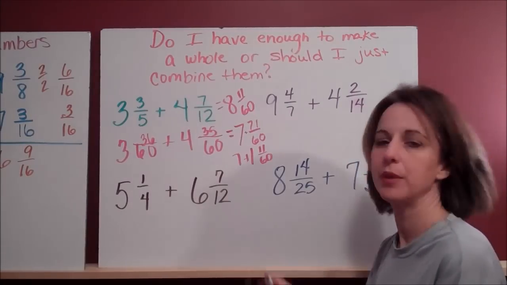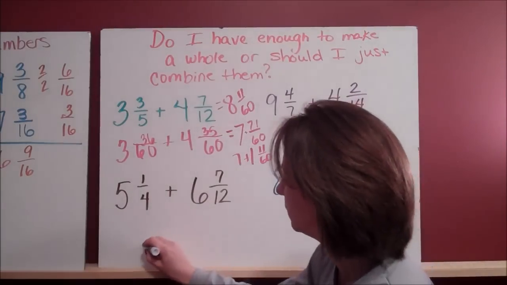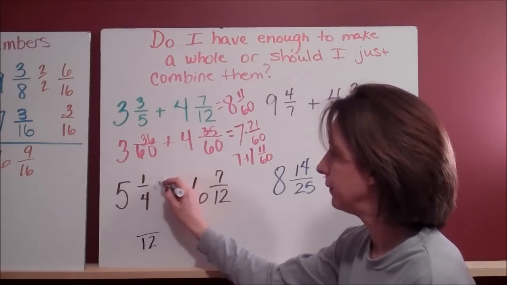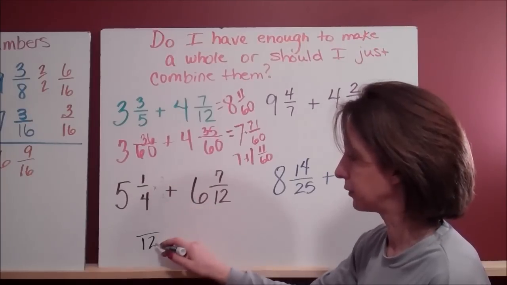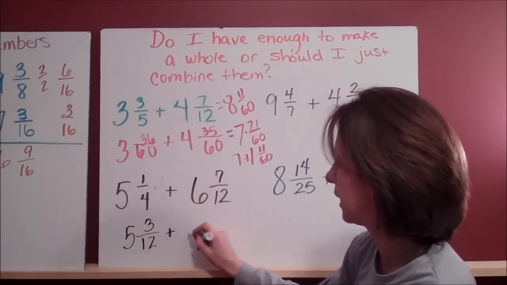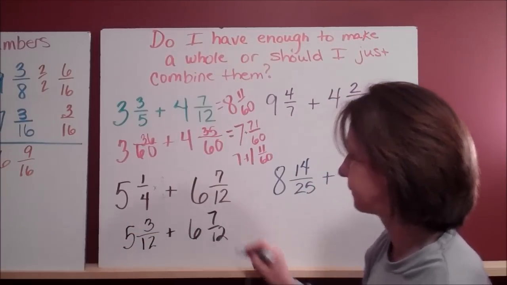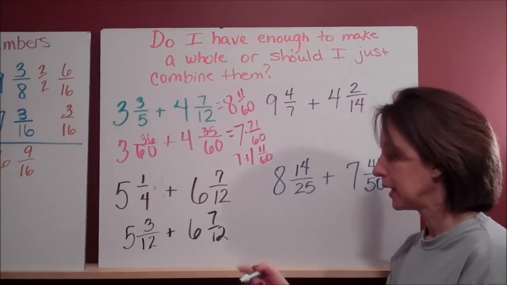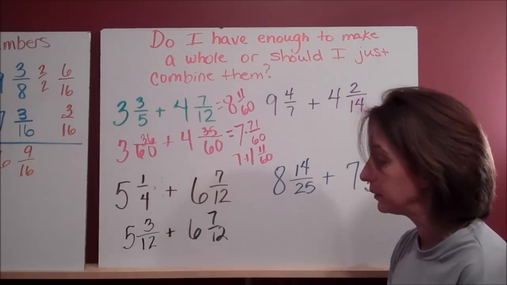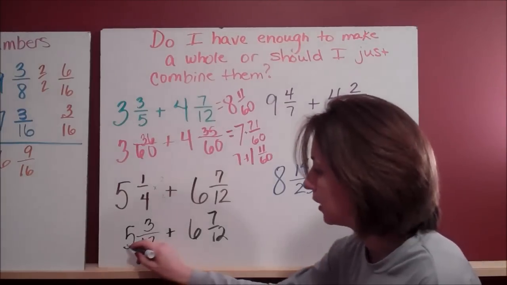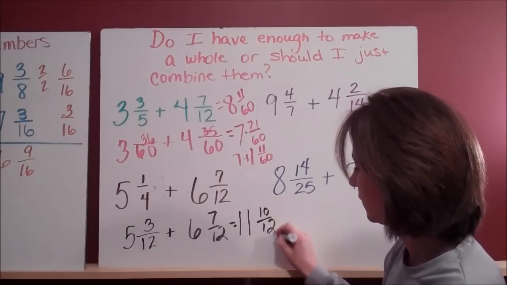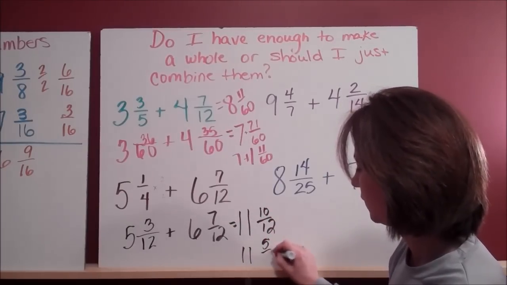Okay, so let's look down here. 5 and 1/4 plus 6 and 7/12. I'm going to change my denominator to 12 by using a form of 3/3. 4 times 3 was 12. 1 times 3 is 3. So 5 and 3/12 plus 6 and 7/12. Well, if I'm looking at 12ths, I need 5 and I only have 3, which means I don't have enough to make a bond. So I'm just simply going to combine them, and that's my answer. 5 and 6 is 11, and 3 and 7 is 10. Simplified, 11 and 5/6.